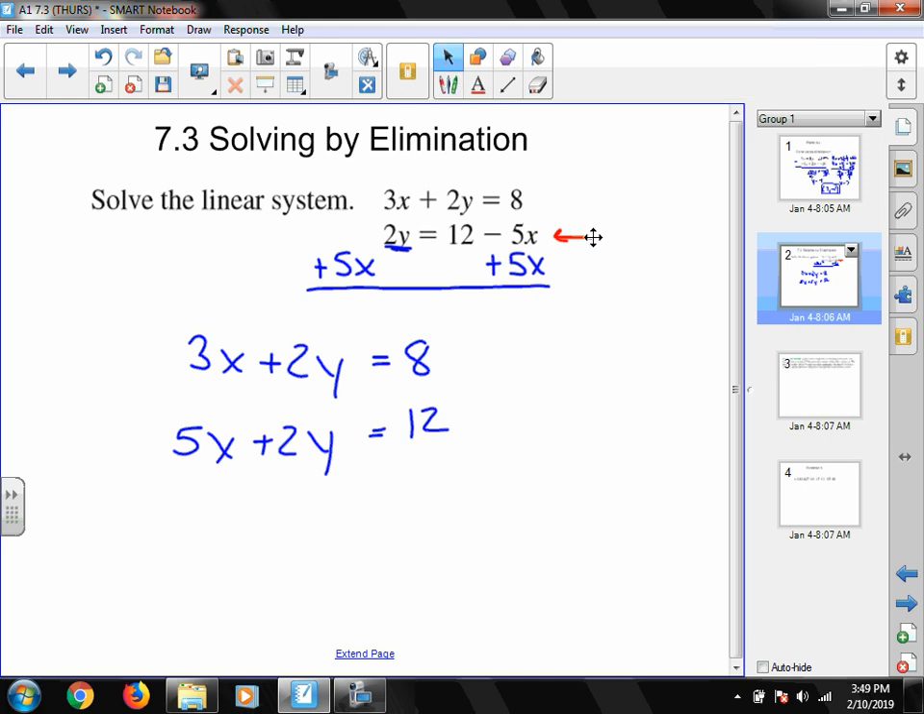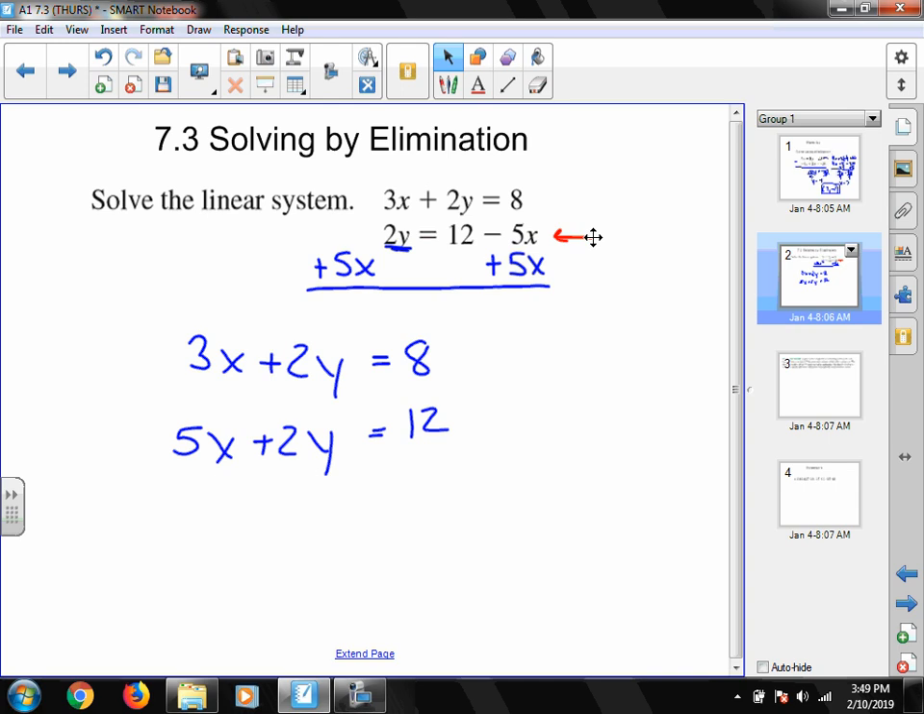Now, I look at this. 3 and 5, obviously not the same number, so I'm not going to take a look at x's right now. Maybe down the road I'll circle back to those. But I look at my y's. I have 2y and 2y. Hey, that's a lot better.